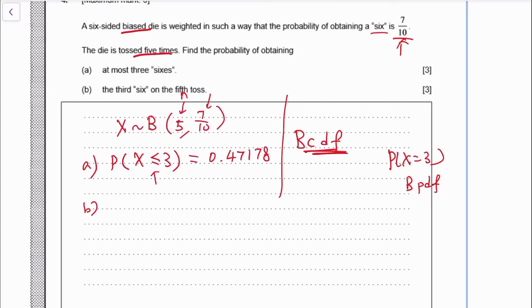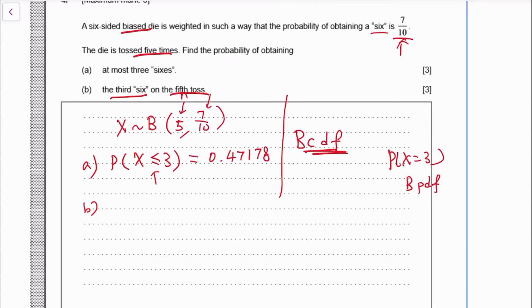The third 6 is on the 5th toss. Okay, think about what that means. That seems a little bit tricky. You should really pause the video now and give it some thought. Hope you can try this yourself. Okay, answer will be coming.